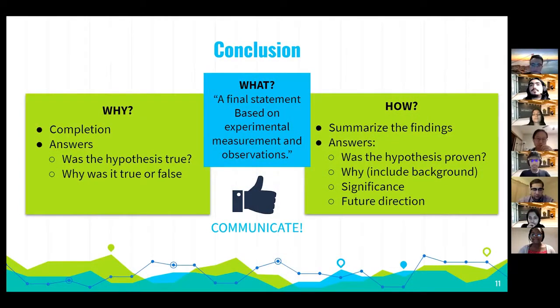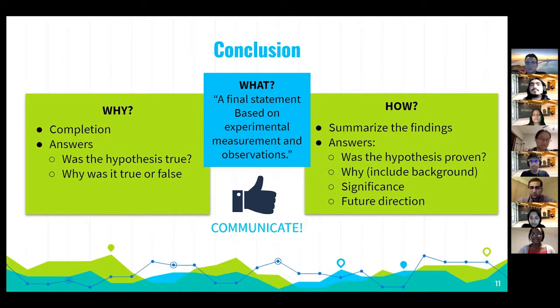So finally, the conclusion. This completes the scientific method. It answers the big questions in everyone's minds. So you went on this quest to find answers. What were your answers? Was your hypothesis true or false? Why was that? What is a conclusion? It's a final statement based on experimental measurement and observations. You may be wondering how to effectively construct a conclusion. First, it's important to summarize your findings and then answer the big question: was the hypothesis proven? Was it true or was it false?